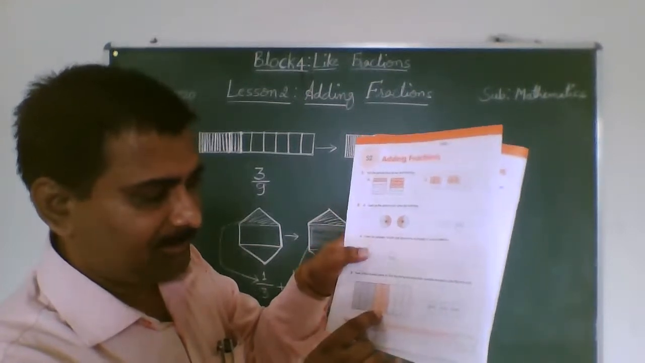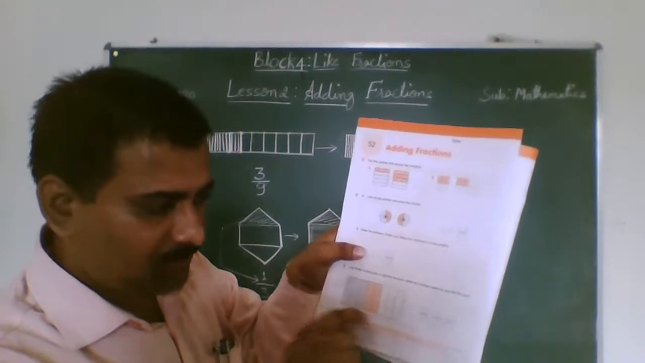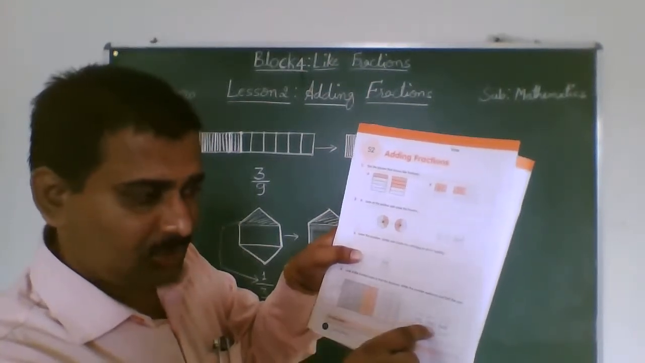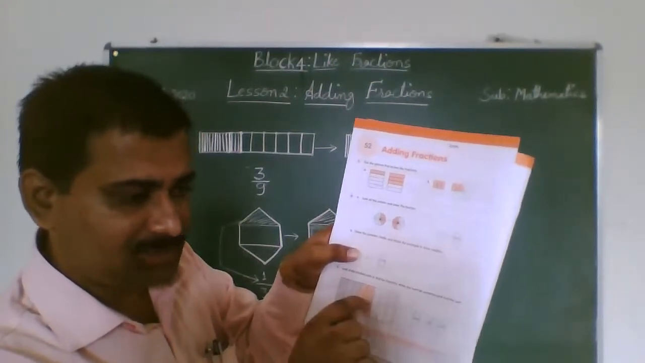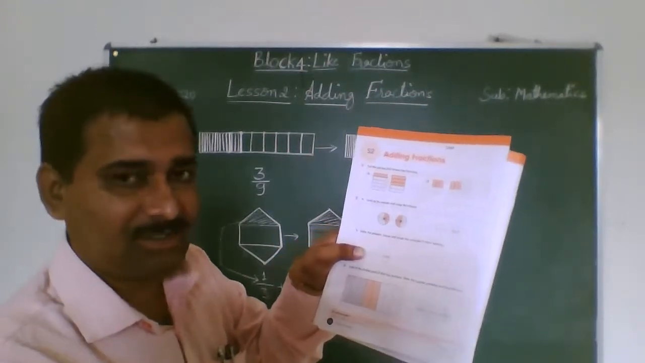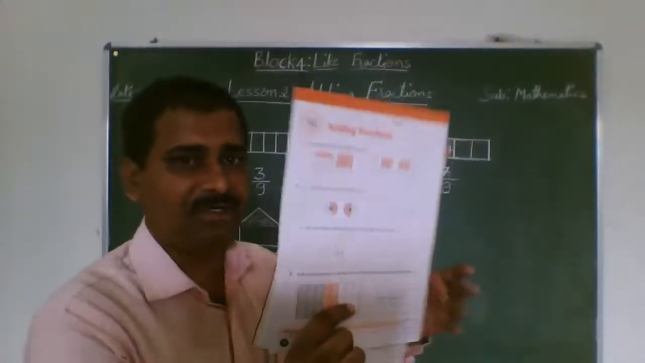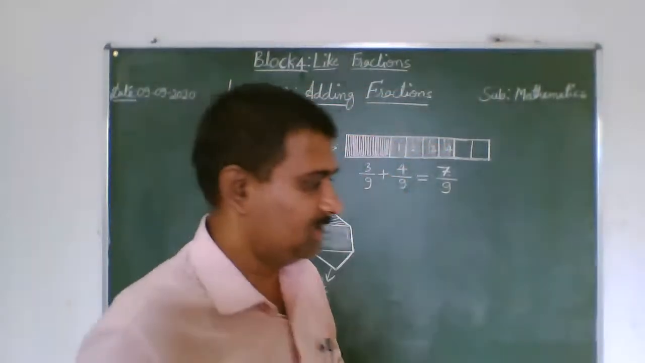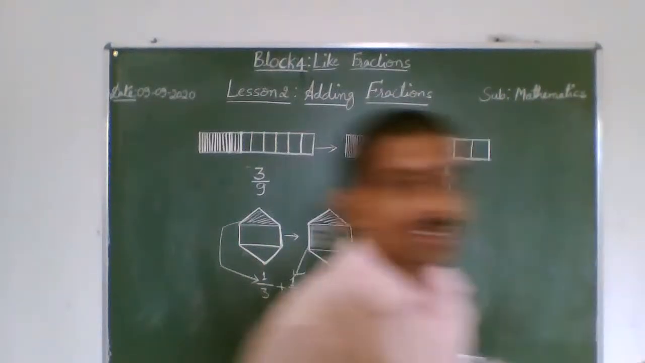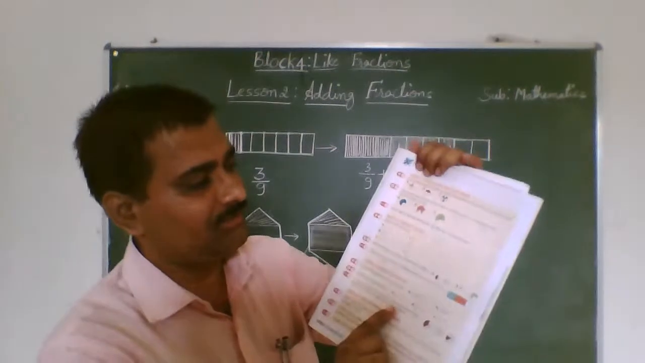And this pink color, how many are there? Out of total. Total goes to the denominator and this pink colored will go to the numerator. Then add them, you will get the answer here at the end. Right? This is how we will complete your worksheet. Right? Okay. Now, practice questions of lesson number 2, adding fractions.